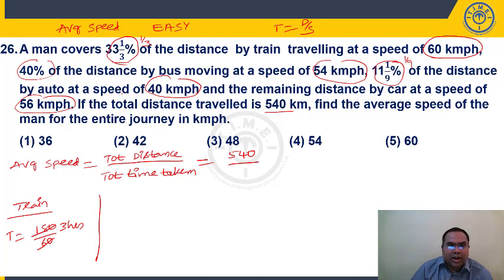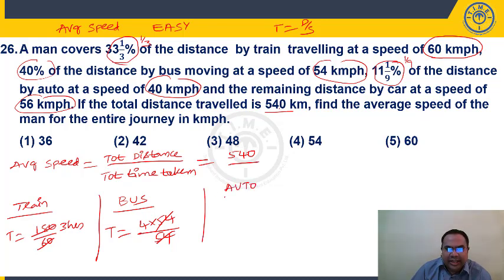Then 40% of the distance on bus. Time is equal to... 10% is 54, so 40% is 4 into 54, that is 216, divided by the speed of 54. So it is taking 4 hours. Then 1/9 by auto. 1/9 means 60 kilometers at a rate of 40 kilometers per hour. So 1.5 hours. Right. And the remaining distance by car.